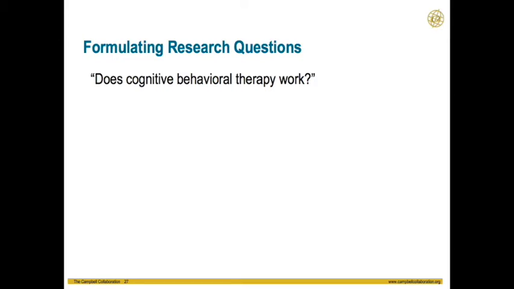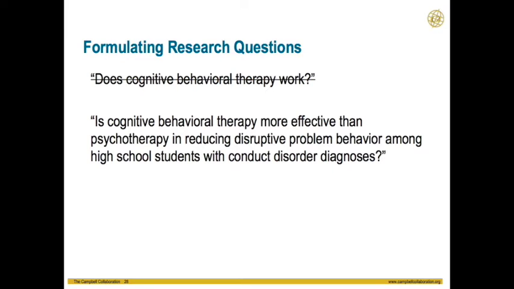So, for instance, you might ask, does cognitive behavioral therapy work? I would say that's not a very informative research question because it's pretty vague, pretty broad. It's not clear what population you're interested in, what the counterfactual is, what the outcome is, what we mean by work. So you might instead ask, is cognitive behavioral therapy more effective than psychotherapy in reducing disruptive problem behavior among high school students with conduct disorder diagnoses? That's a much more informative research question, and having a research question in this format will help you when you do your literature searches, because essentially each of these terms in your research question are potential search terms when you're doing your systematic literature review.